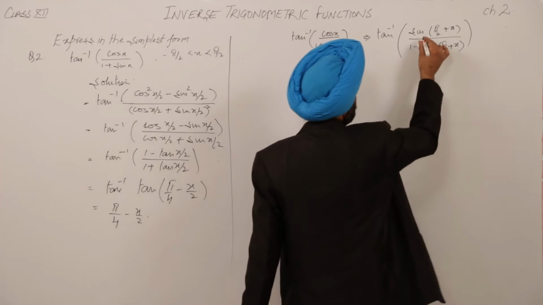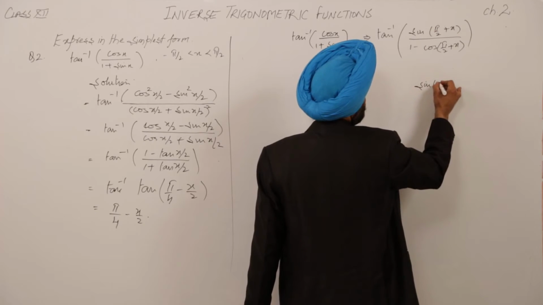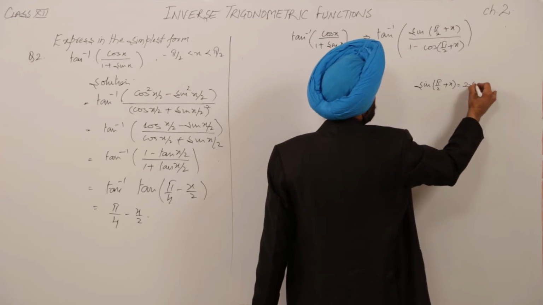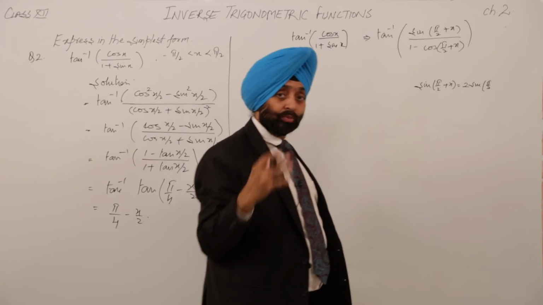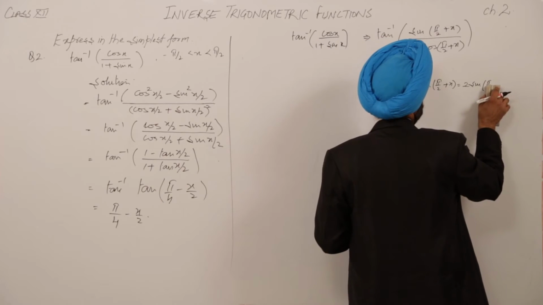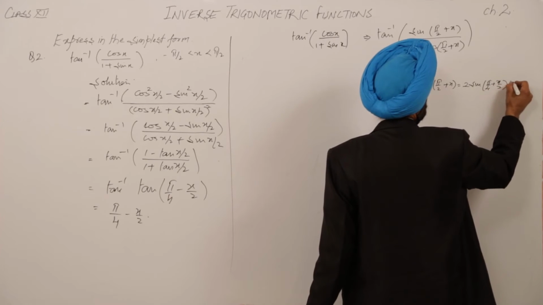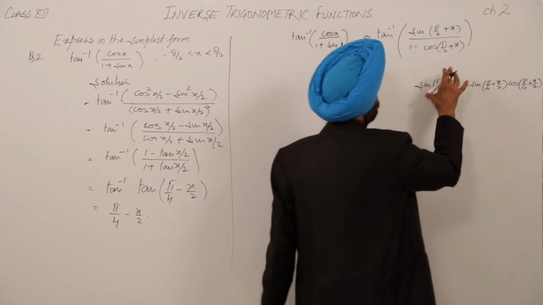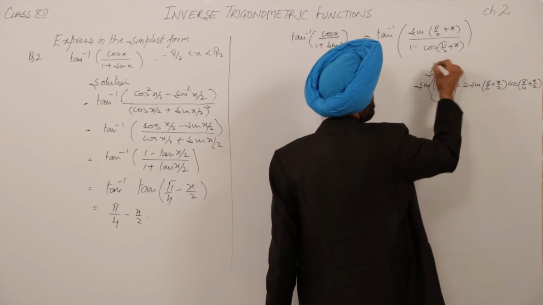Now what type of formula I am going to use here? For sin theta, if suppose this angle is theta, then we are having sin pi by 2 plus x is equal to 2 sin pi by 4 plus x by 2, cos pi by 4 plus x by 2. Taking this whole as sin theta, and this part is the same.